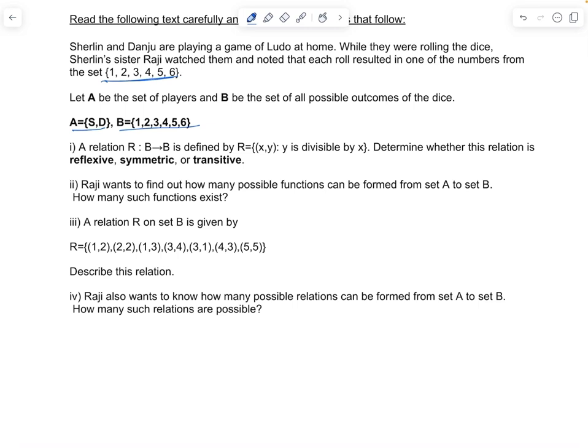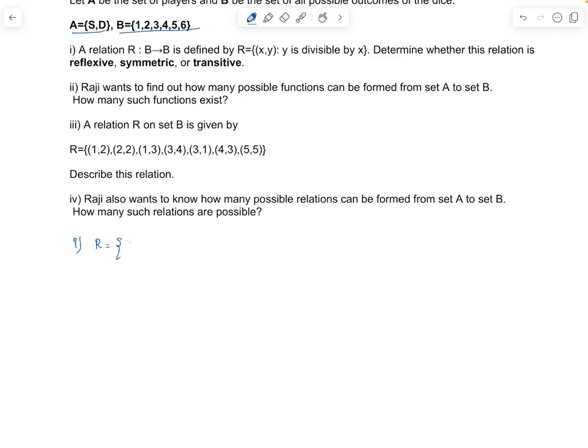Question 1. A relation R from B to B is defined by R is equal to the set of (x, y) such that y is divisible by x. Determine whether this relation is reflexive, symmetric or transitive. R is defined as (x, y) such that y is divisible by x. That is, the second number is divisible by the first number. And this relation is from B to B, so all the elements are from B only.